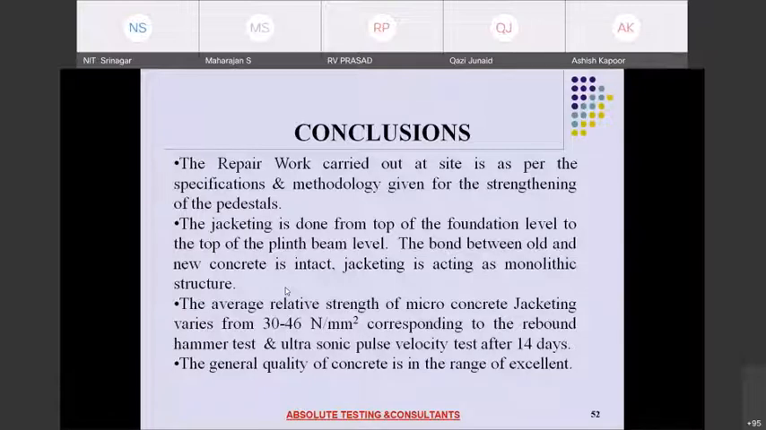And the rebound hammer test and ultrasonic pulse velocity test after 14 days show that the general quality of concrete is in the range of excellent. It means that whatever repair and rehabilitation we have done is up to the mark and the structure is safe.